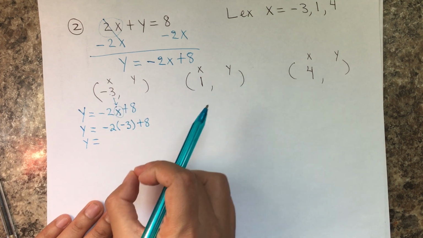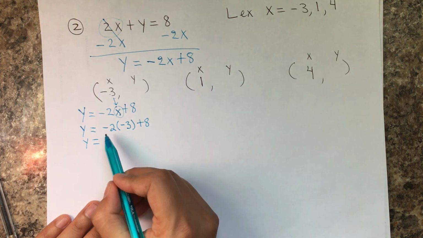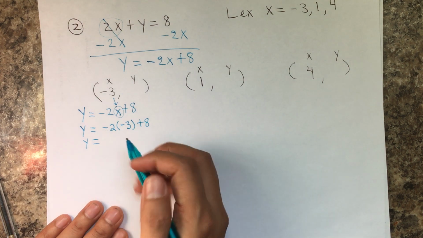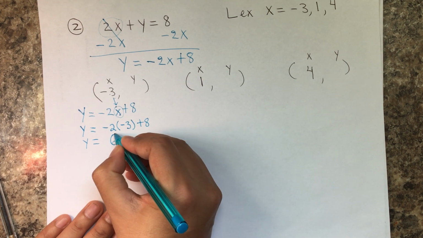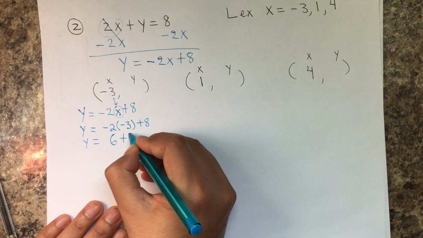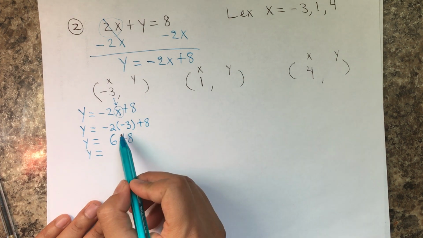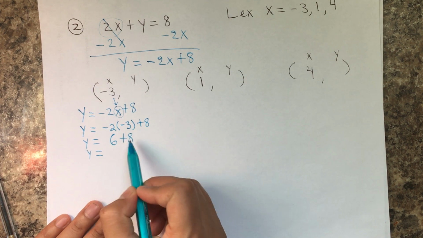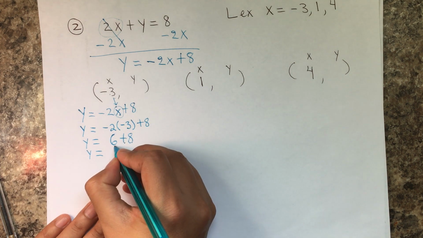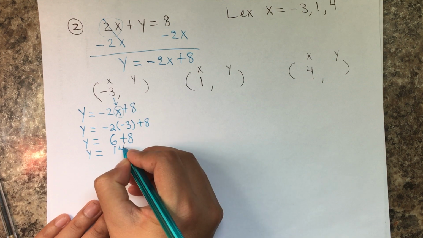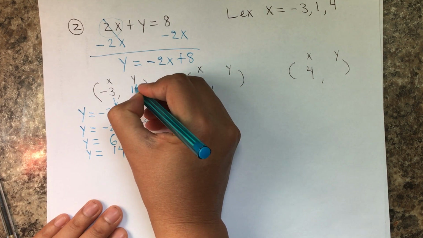Now we're going to be using PEMDAS to evaluate this part. So negative times negative is positive. 2 times 3 is 6. And then plus 8. Bring down the y, and now, so we already multiplied, now we're going to add this. 6 plus 8, it's going to be 14. So that's the value of y. Okay?